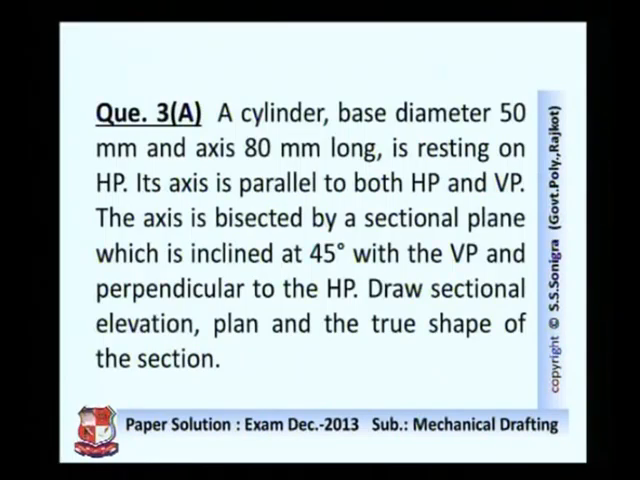Here a cylinder is given, so we can draw its top view and front view, but here it is given that its axis is parallel to both HP and VP. It is not lying on its circular face on HP. So in front view the cylinder would appear as a rectangle, and in top view also it would appear as a rectangle because its axis is parallel to HP and VP. It will appear as a circle in side view only. If you look from the side, it would appear as a circle. So let me draw the solution of this problem.